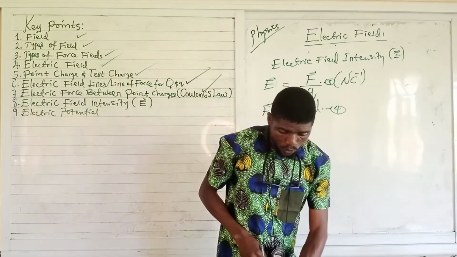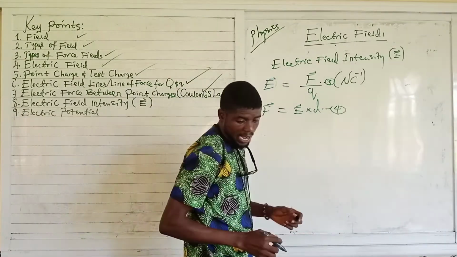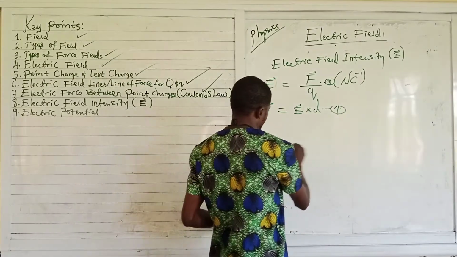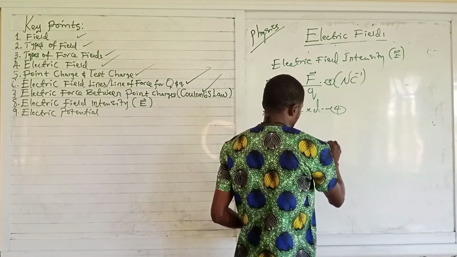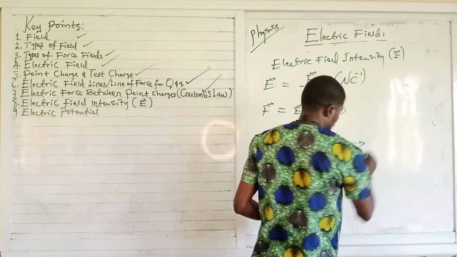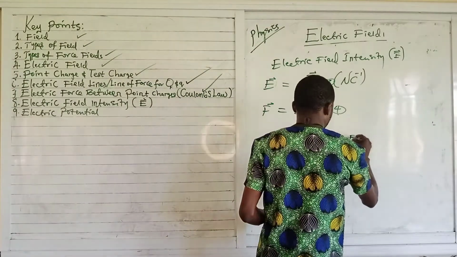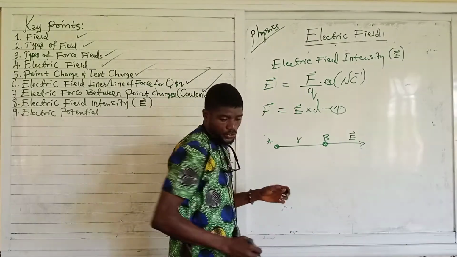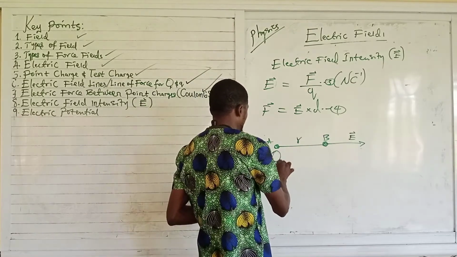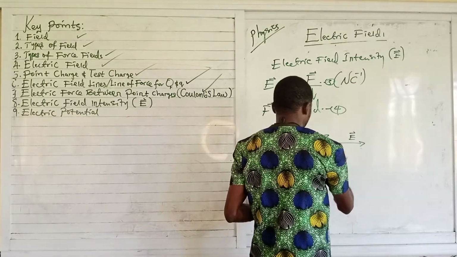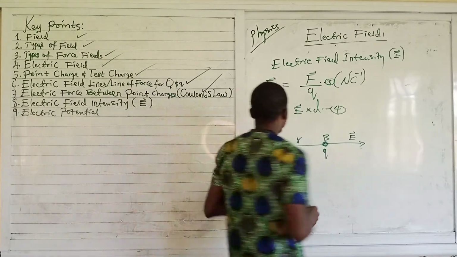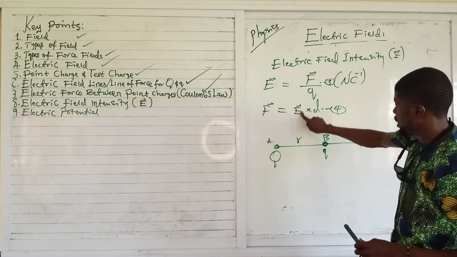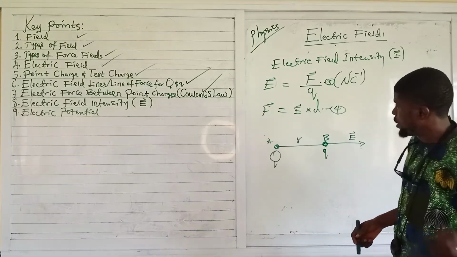And if you move on, if we have a charge, so this is A and B, and here is your R. That is how we represent it. Here we call it big Q, and here is your point charge. So quickly from this equation, we can still generate an equation for the electric field.